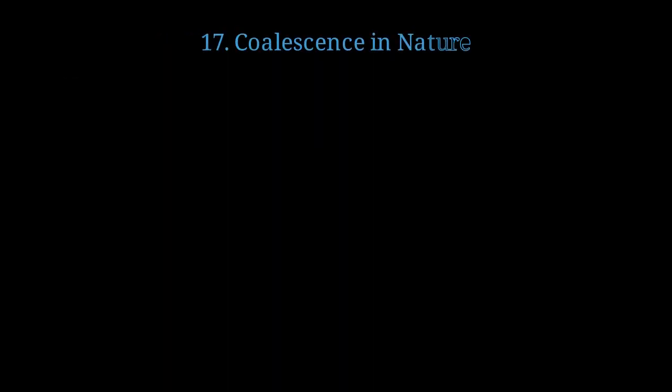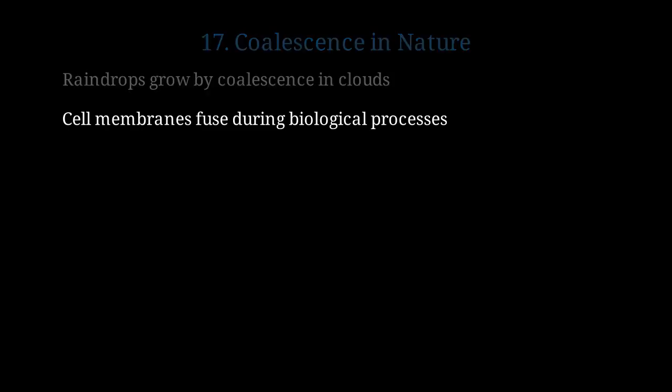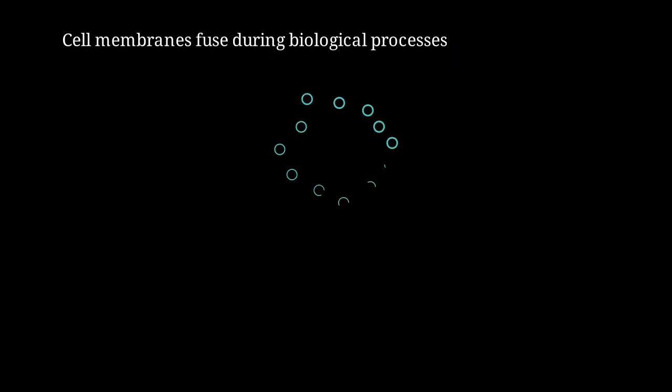Coalescence appears everywhere in nature, from clouds to cells. In clouds, tiny water droplets grow into raindrops through countless coalescence events. Cell membranes fuse during critical biological processes, like fertilization and neurotransmitter release. Many tiny cloud droplets coalesce over time, eventually forming large drops that fall as rain.